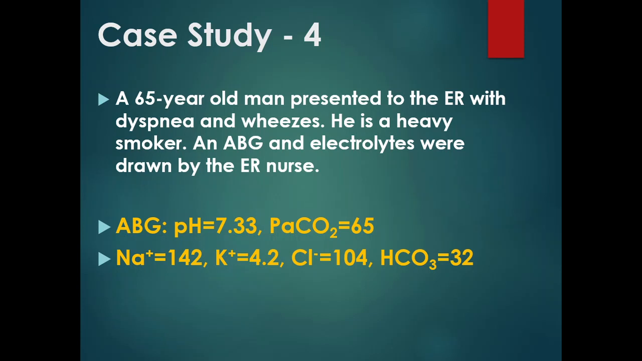Case study number 4, a 60-year-old man who presented to the ER with dyspnea and wheezes. He's a heavy smoker, and ABG and electrolytes were drawn by the nurse. His ABG is a pH of 7.33 and a PCO2 of 65. Whoa, the CO2 is high. It is higher than it should be, 40, and the pH is lower than it should be, which is 7.40. So this is acute, or acute on top of chronic, or a chronic respiratory acidosis.